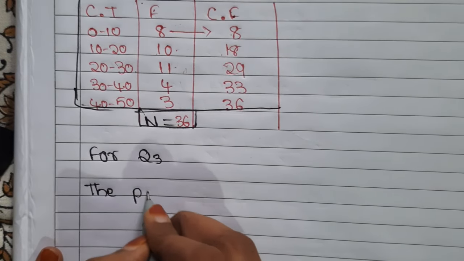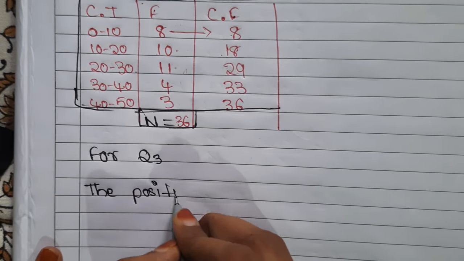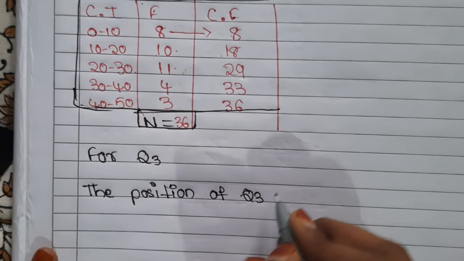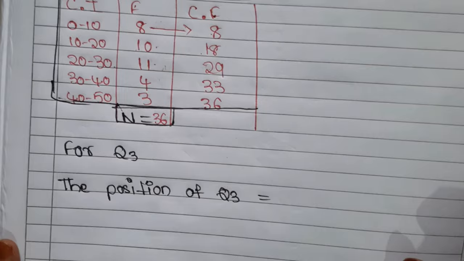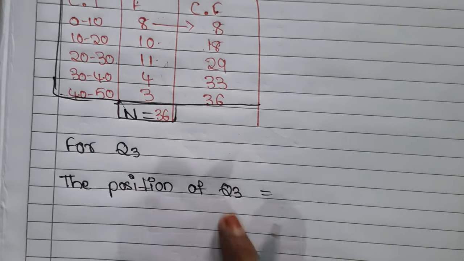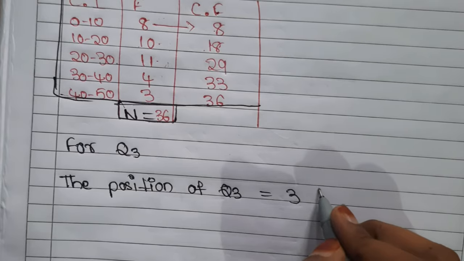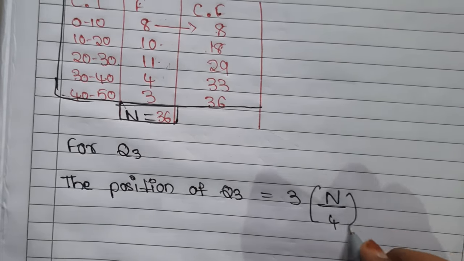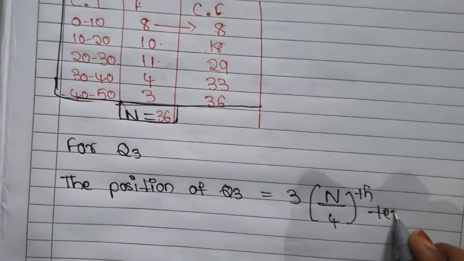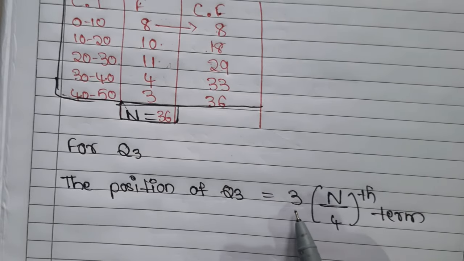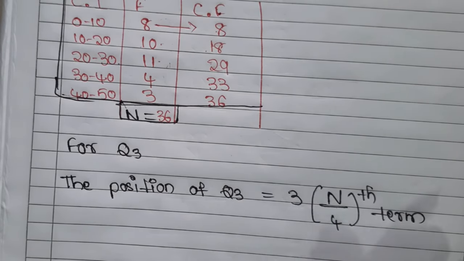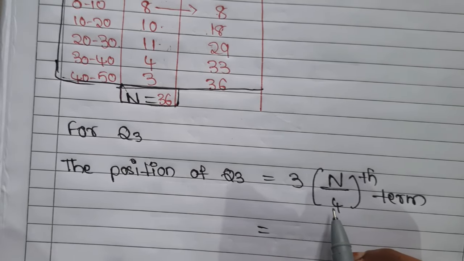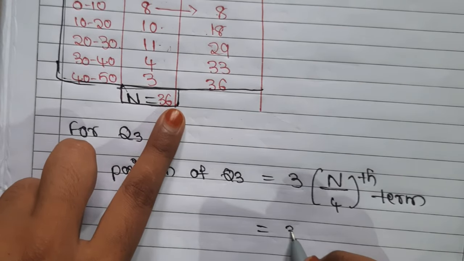The position of Q3. How much is the position of Q3? The formula of the position of Q3 is 3 into n by 4th term. So we got n, yes or no? We got n. How much is n? N is 36. So you take 3 as it is.